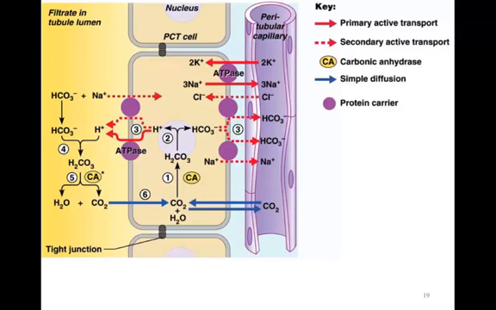This process of counter transport is secondary to the sodium-potassium ATPase pump in the basolateral border of the proximal convoluted tubule and thick ascending limb, or thick ascending loop of Henle.